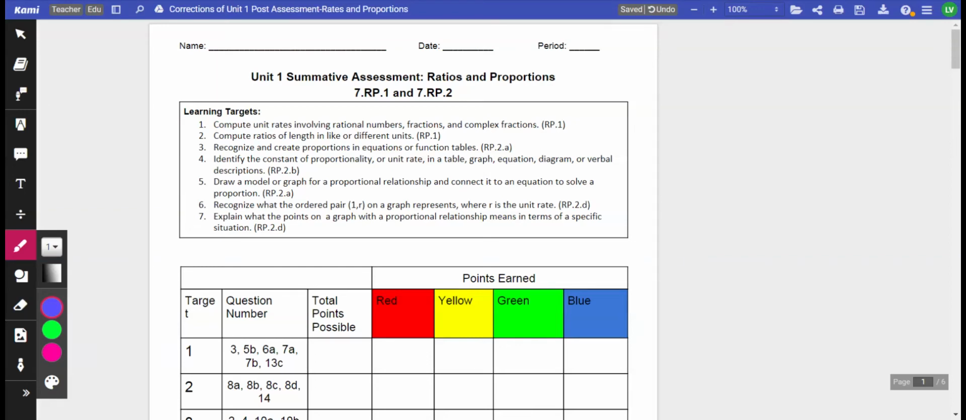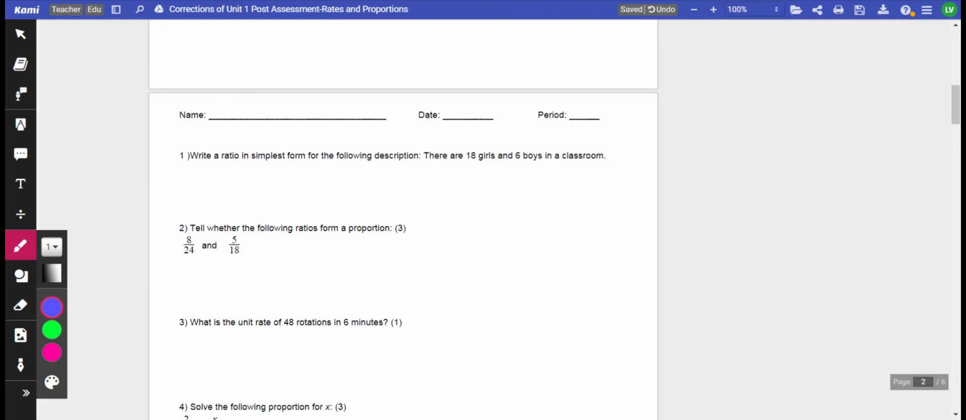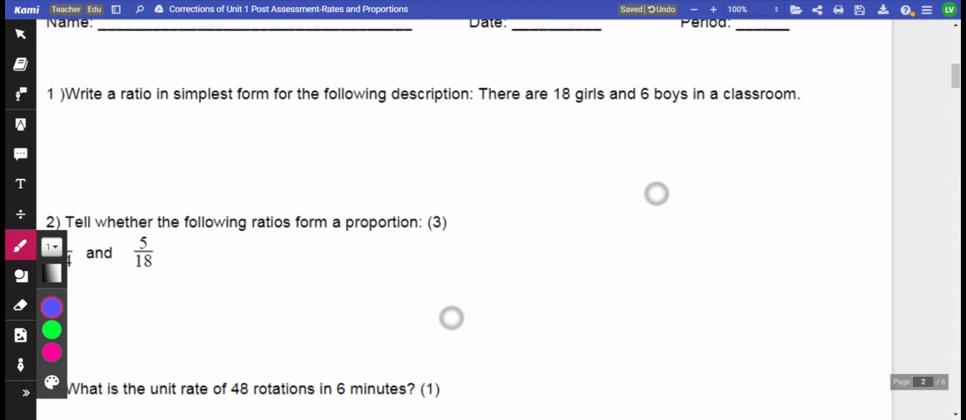Unit 1, Summative Assessment, Ratios and Proportions. Number 1, write a ratio in simplest form for the following description. There are 18 girls and 6 boys in a classroom.